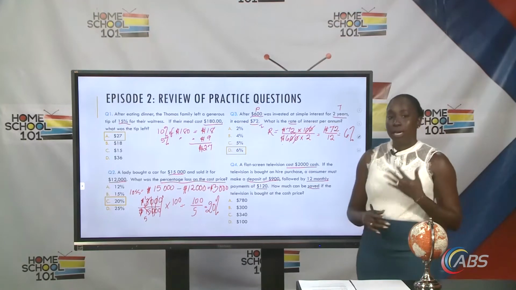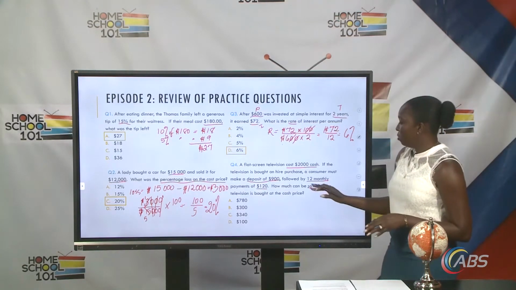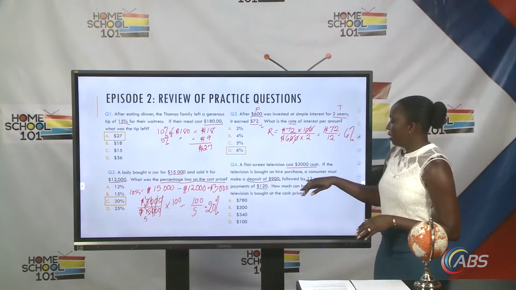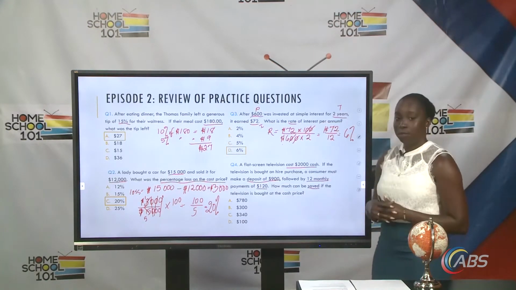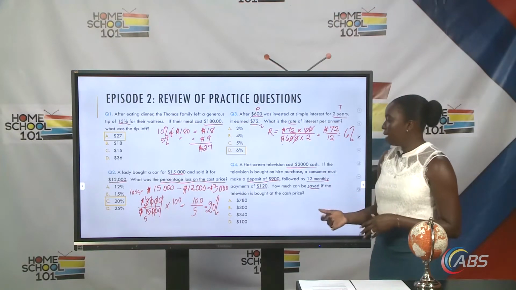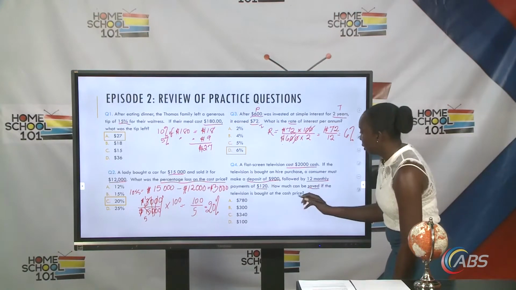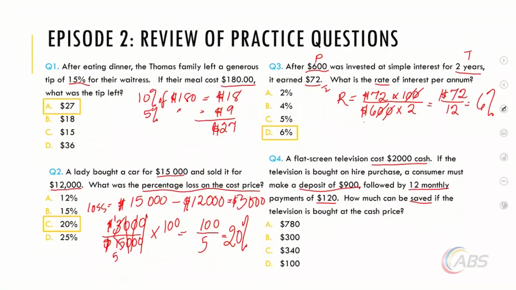So we need to find out what the hire purchase price is going to be. And so we're just going to multiply our monthly installments by 12 because it was for 12 months. And we can't forget to add the deposit because we had to pay a deposit in order to even collect the item on hire purchase. So we have 120 times 12.